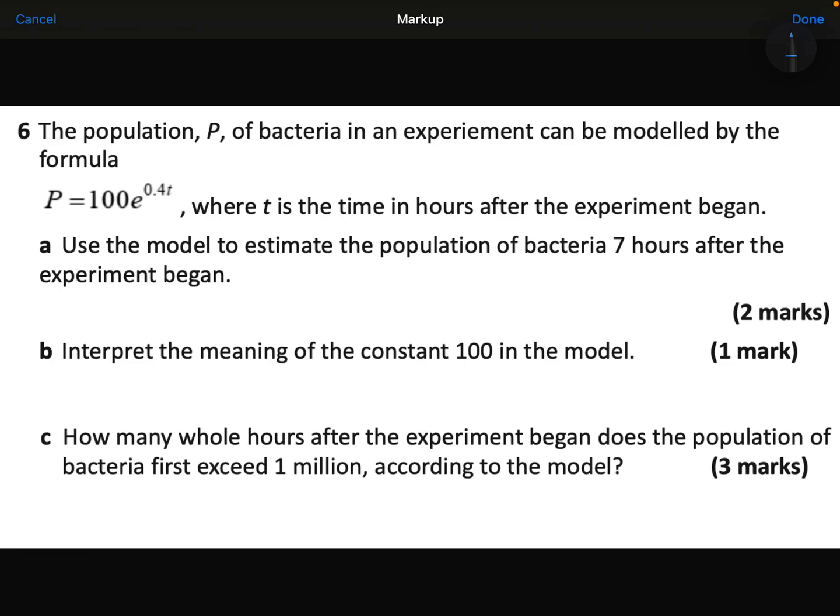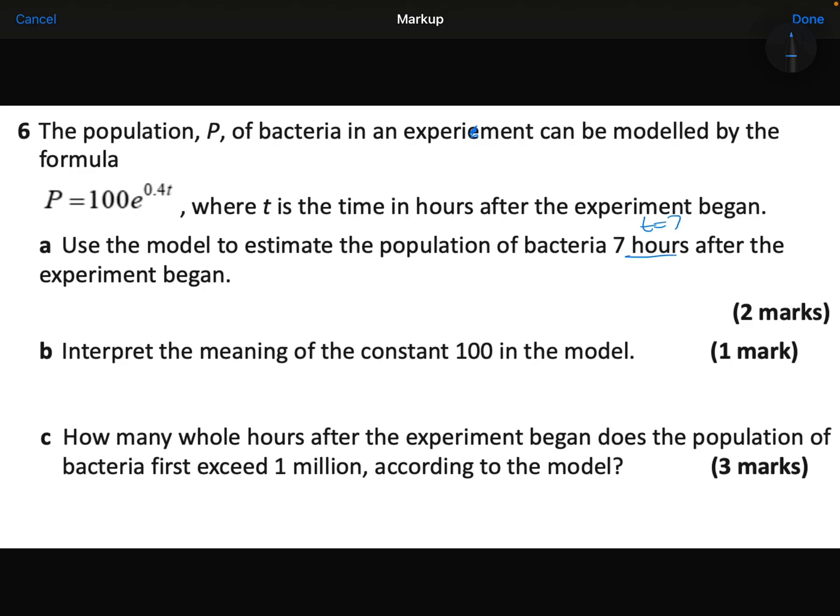The population P of bacteria in an experiment can be modelled by the formula P equals 100 e to the 0.4 t, where t is the time in hours after the experiment began. Use the model to estimate the population of bacteria 7 hours after the experiment began.